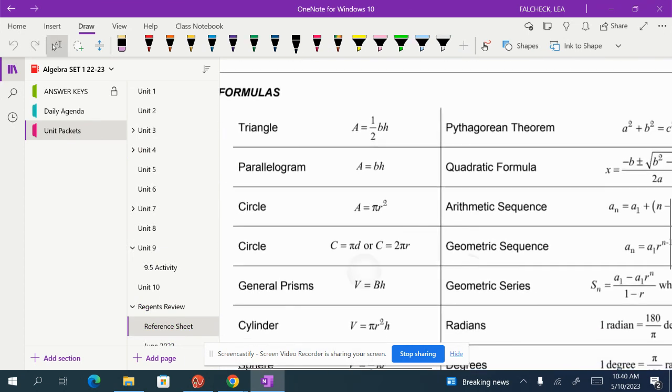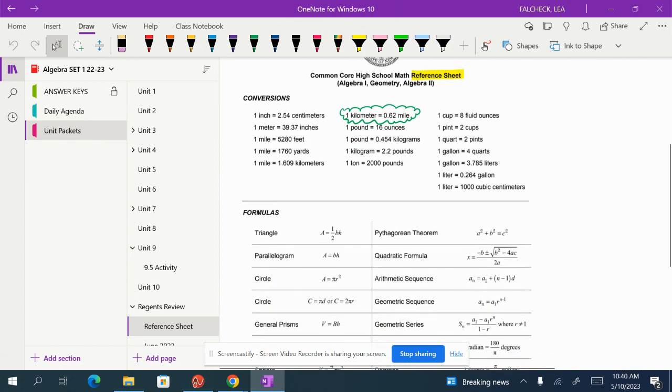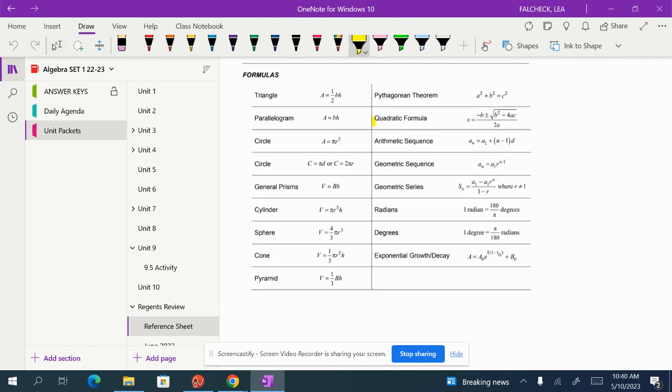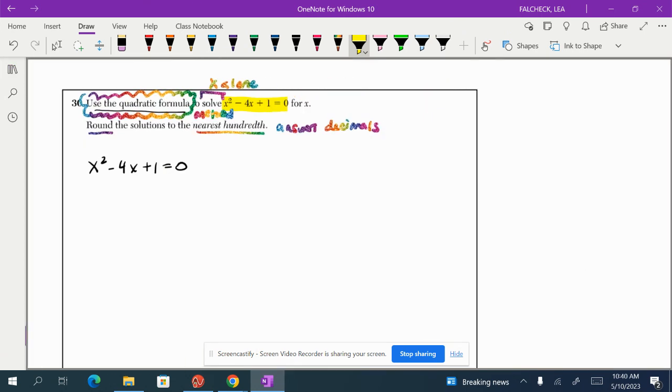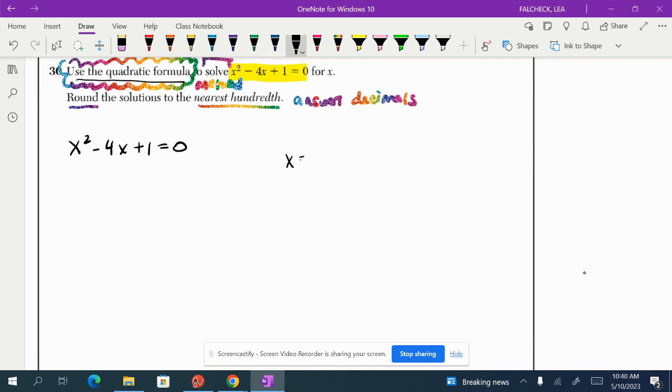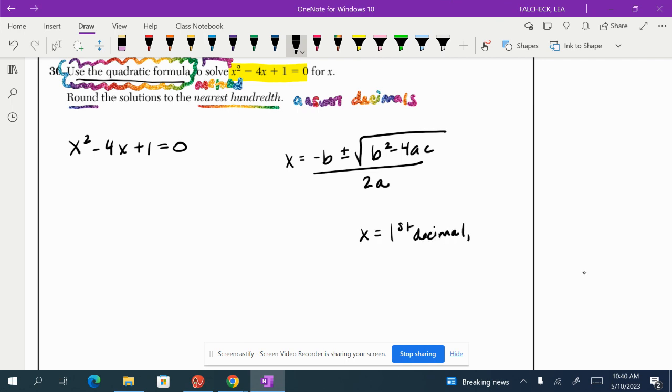And it is located right here. Okay. And we're going to copy that down. X is equal to negative b plus or minus the square root of b squared minus 4ac all over 2a. And we're going to use that quadratic formula in order to get our two answer choices. X is equal to the first decimal and the second decimal. Okay, so that's our plan.